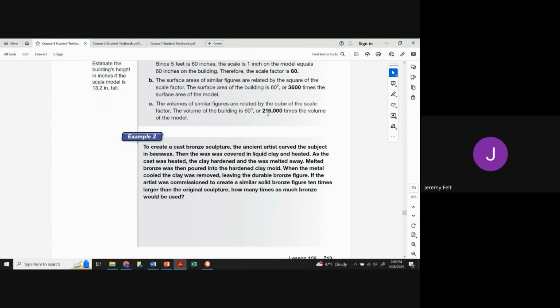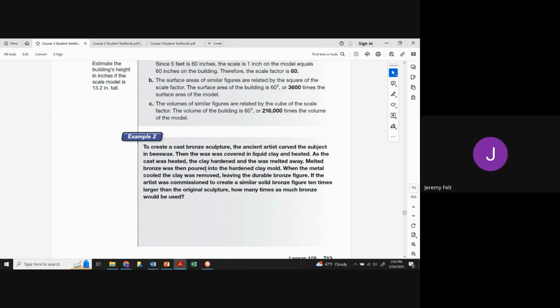Example 2. To create a cast bronze sculpture, the ancient artist carved the subject in beeswax. Then the wax was covered in liquid clay and heated. The clay hardened and the wax melted away. Melted bronze was then poured into the hardened clay mold. When the metal cooled, the clay was removed, leaving a durable bronze figure.